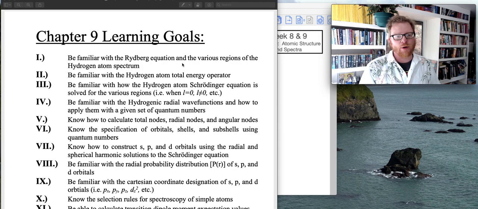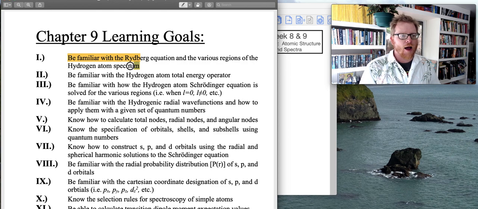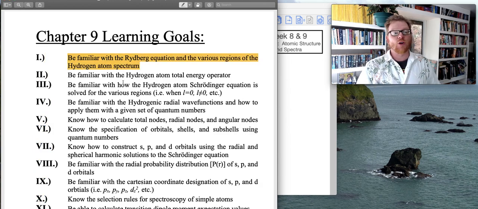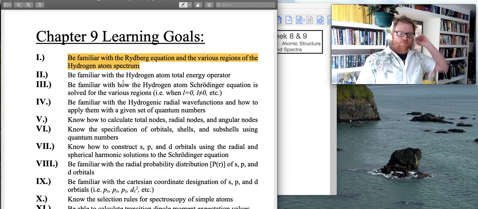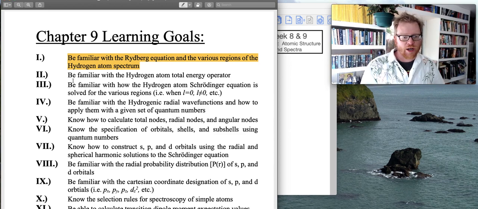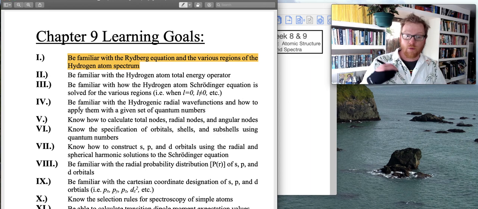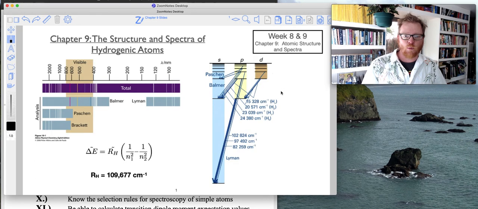So we're going to talk about the Rydberg equation and various regions of the hydrogen atom spectrum. Then we're going to talk about the hydrogen atom total energy operator. We're going to build up the Hamiltonian total energy operator for the hydrogen atom, and from there go through the Schrodinger equation and all of these wave functions mentioned right here. I'll loop back around to this at the end to see what we are able to cover.